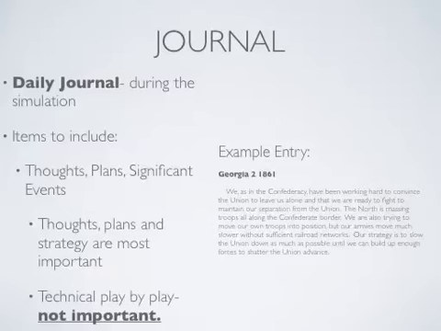Here in the example of Georgia, period 2, 1861. We, as in the Confederacy, have been working hard to convince the Union to leave us alone and that we are ready to fight to maintain our separation from the Union. The North is massing troops all along the Confederate border. We are also trying to move our own troops into position, but our armies move much slower without sufficient railroad networks. Our strategy is to slow the Union down as much as possible until we can build up enough forces to shatter the Union advance.